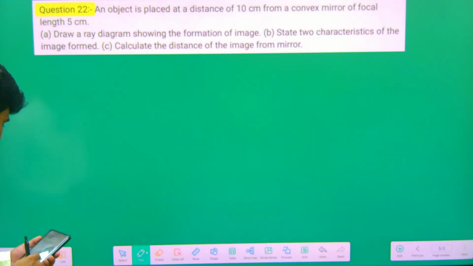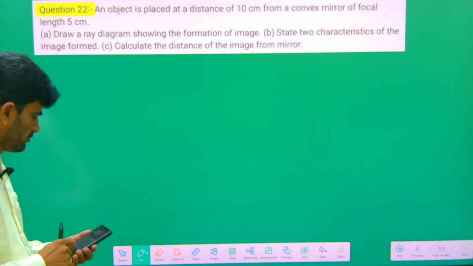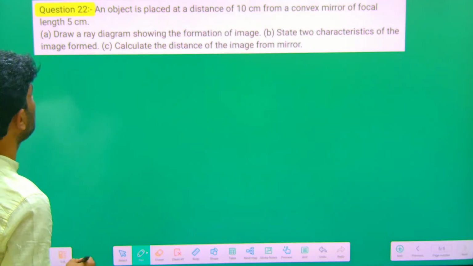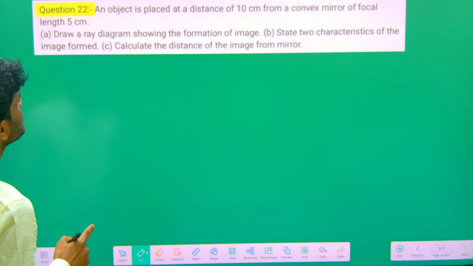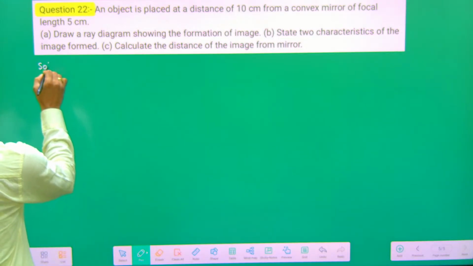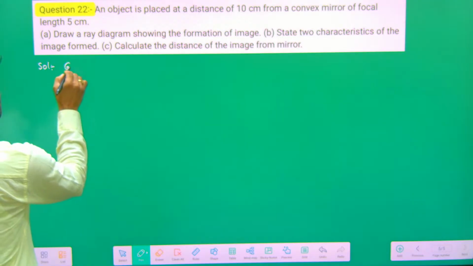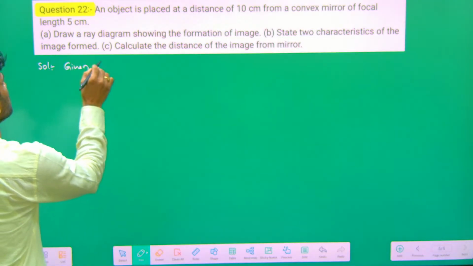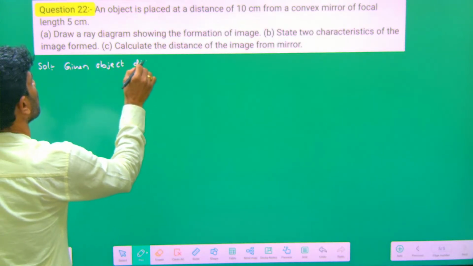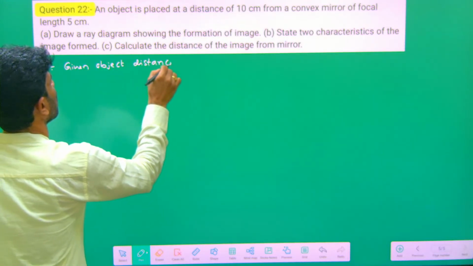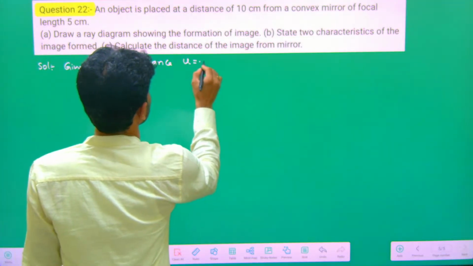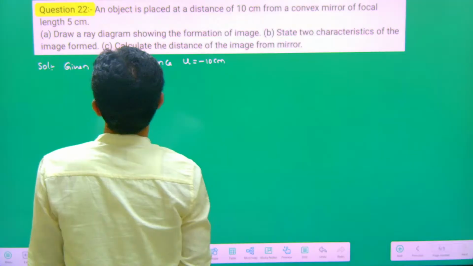Another problem. See here what it is given. An object is placed at a distance of 10 centimeters. So again, object distance is given. U is equal to, object distance should always be taken negative, minus 10 centimeters.